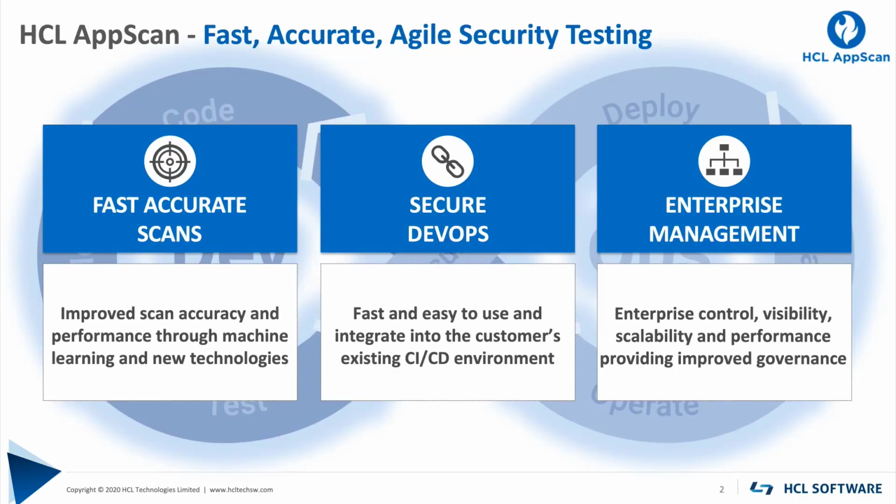With that in mind, we identified the three major themes we wanted to focus on. We call them the three WOWs: fast, accurate scans, secure DevOps, and enterprise management. Getting scans to complete faster can be easily achieved by simply testing less. However, choosing to take that path would have placed you, our customer, at risk. We weren't willing to do that. We challenged ourselves to find ways to not compromise on accuracy while still doing it faster.